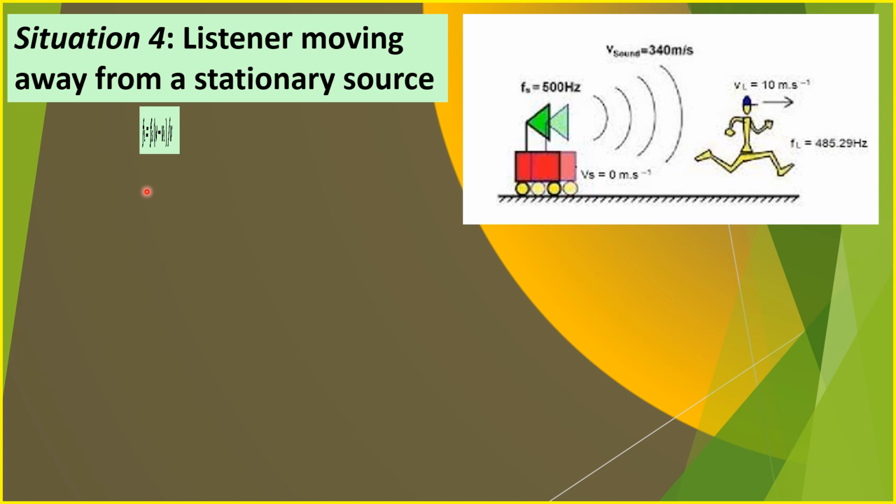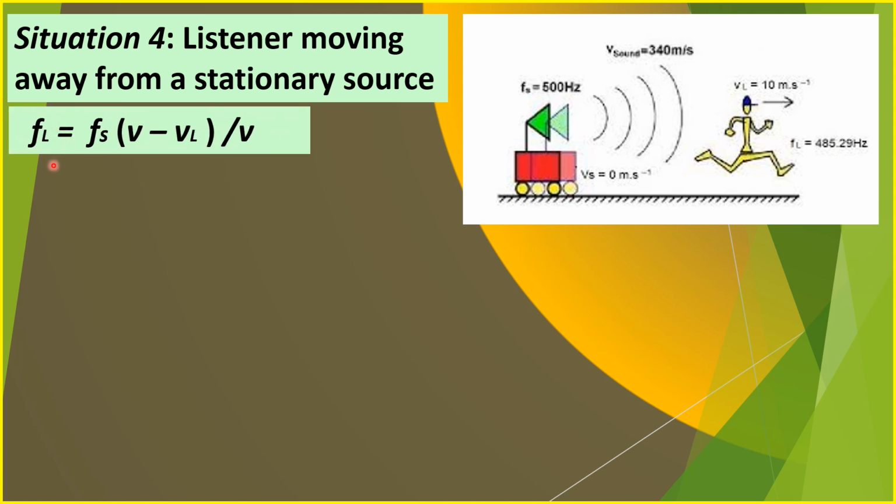Mathematically, the frequency observed by the listener is equal to the product of the frequency of the source multiplied by a ratio, where we first subtract the speed of the listener moving away from the speed of sound in still air, then divide it by the speed of sound in still air, which will result in a number that is again less than 1, and therefore FL would be less than Fs.